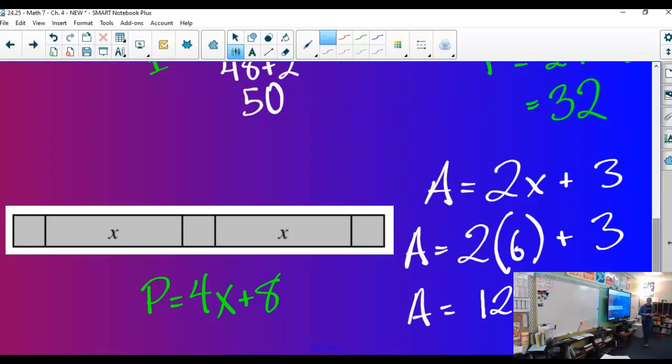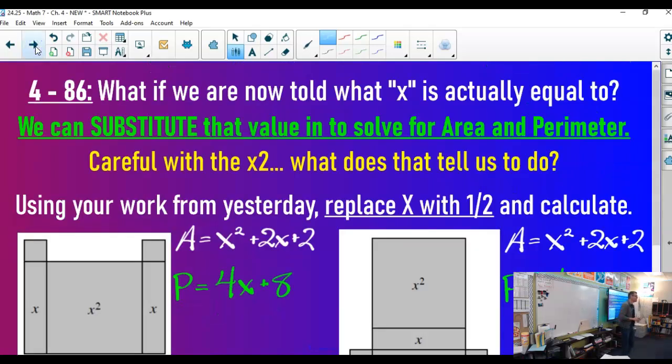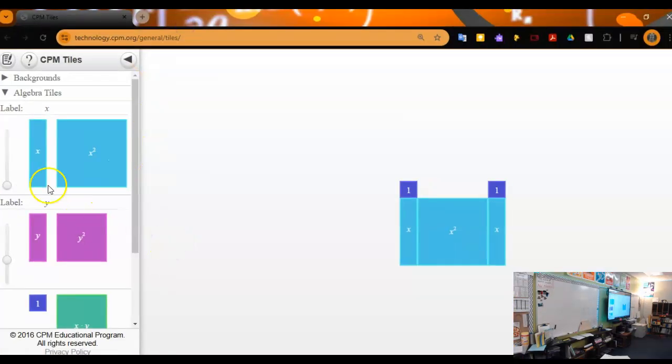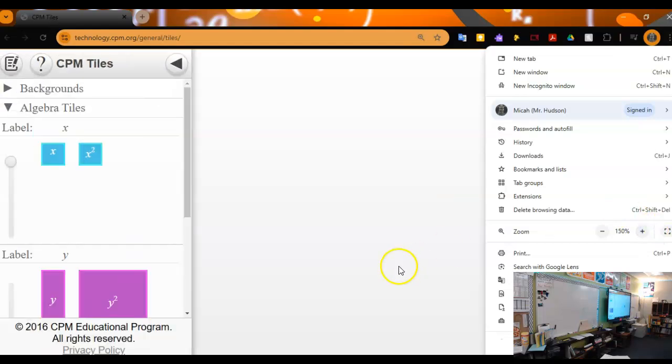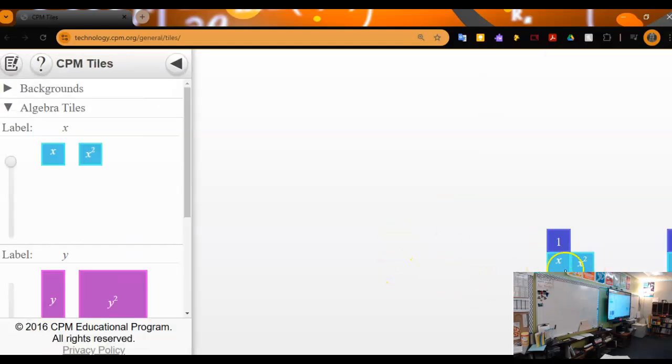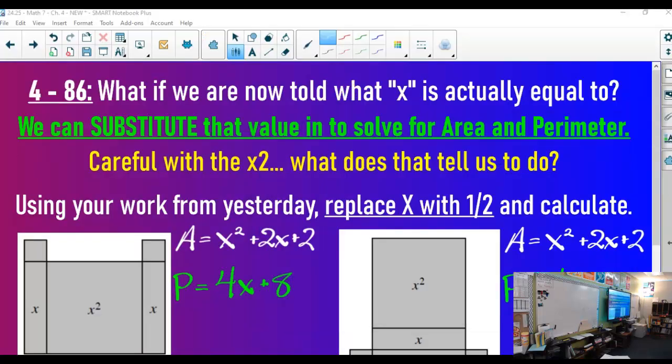Except now, what if they tell us that x is a half? Wait, hold on. X is a half? We just looked at what if x is 1, right? And these became the same size, like my x tile, my x square. But now they say make x a half. I can't even do that in the app. It won't even let me, because I think it's upset about me wanting to make x smaller than 1. So let's just try to do it. Just do the math. Again, we're going to replace every x with 1/2.